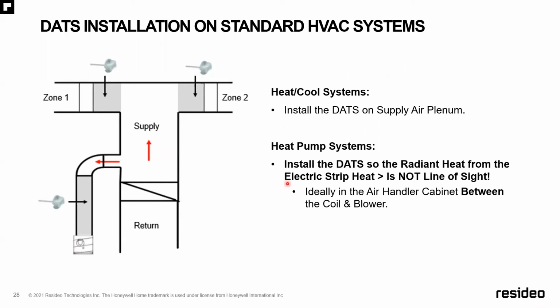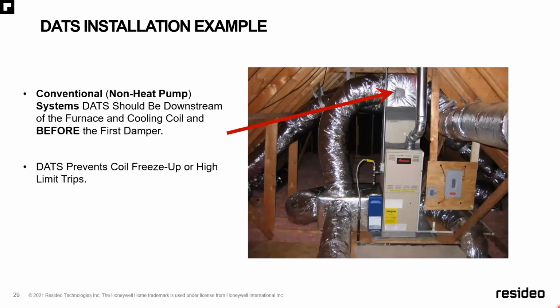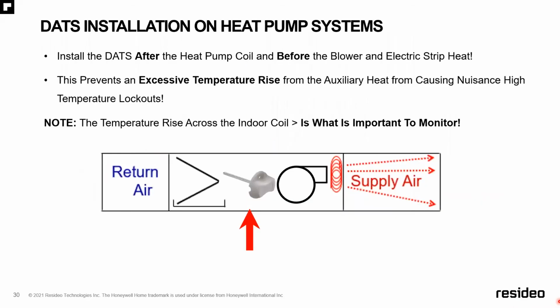I'm going to be asking you to put it between the coil and the blower, and we'll talk about that in just a little bit. Okay, so here we see a typical gas furnace situation with the cooling coil on top, and we've got the discharge air temperature sensor before the zones.